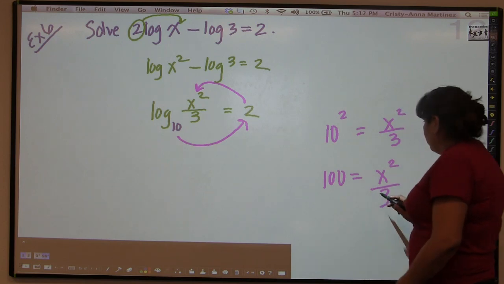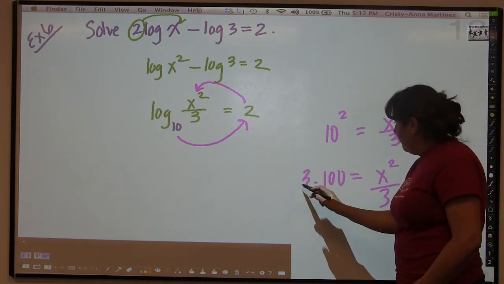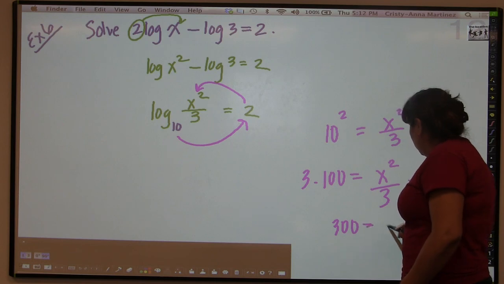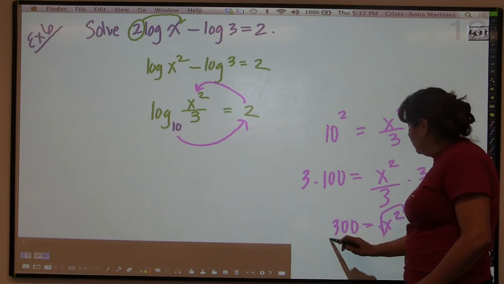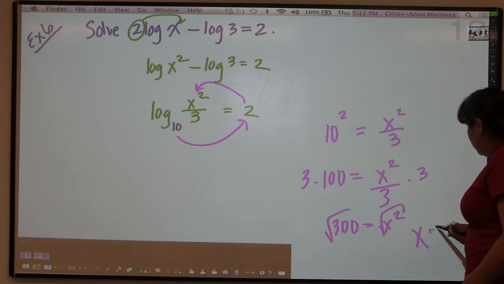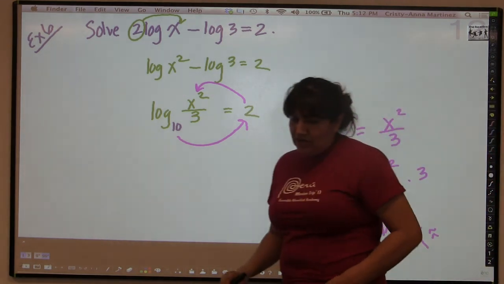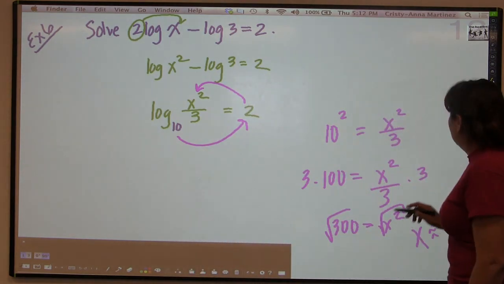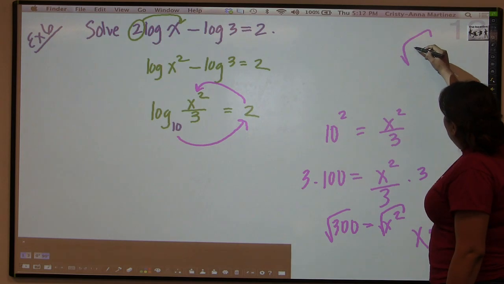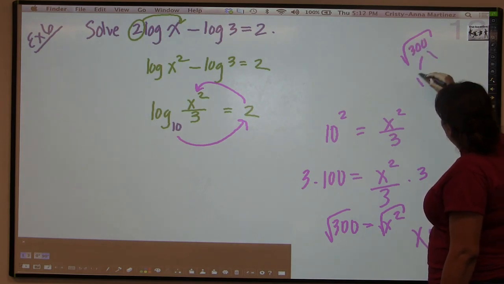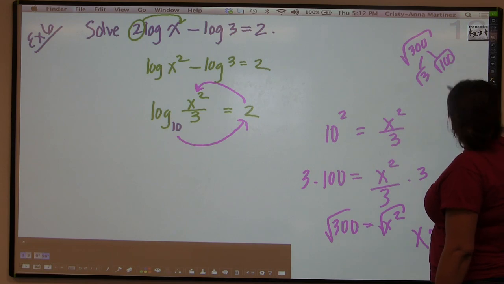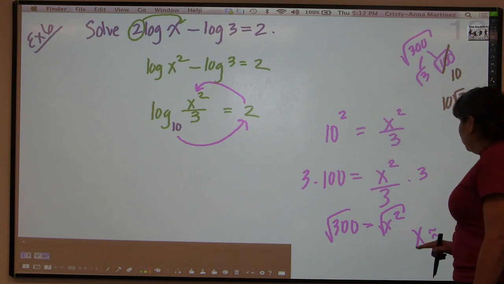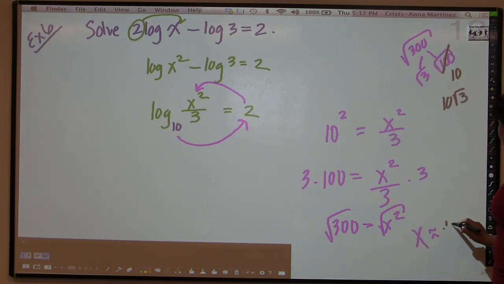And to get rid of the divided by 3, we can times by 3 on both sides. So 300 equals x squared. And then we square root, and we get our answer, the square root of 300, which is 10 root 3. If you will remember how to break down square roots, I'm running out of space here. The square root of 300 is the same thing as the square root of 3 times the square root of 100. And the square root of 100 is 10. So we get 10 root 3. And because you square root it, you have plus or minus 10 root 3.